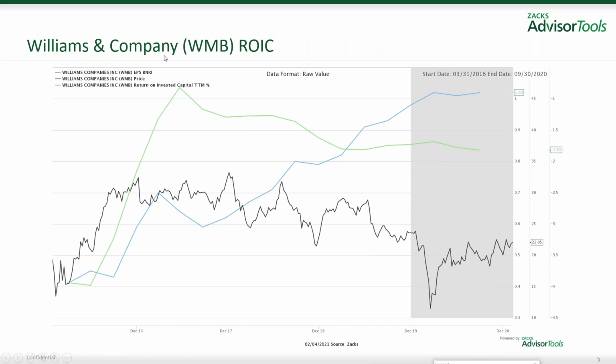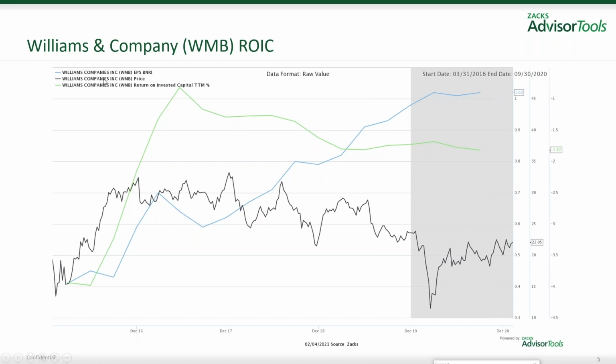So, Williams and Company, if I look at this a little bit further here, here is a mix of 3 different items. The first one that we see here is the earnings per share, which is what we saw in the previous slide. That's this blue line right here. And it's looking like it's doing a pretty good job of growing over this 5-year period.